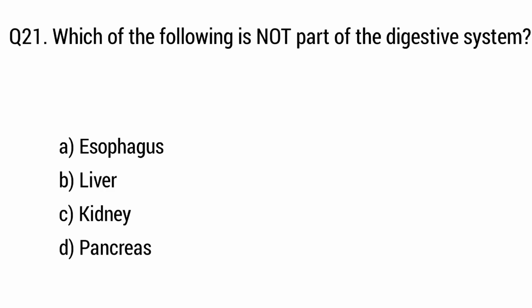Question 21. Which of the following is not part of the digestive system? The right answer is option C, kidney.